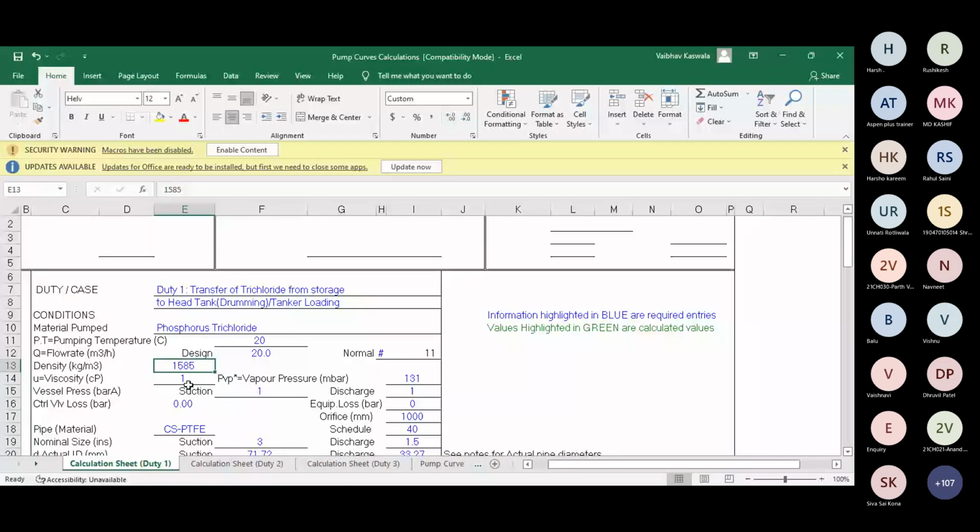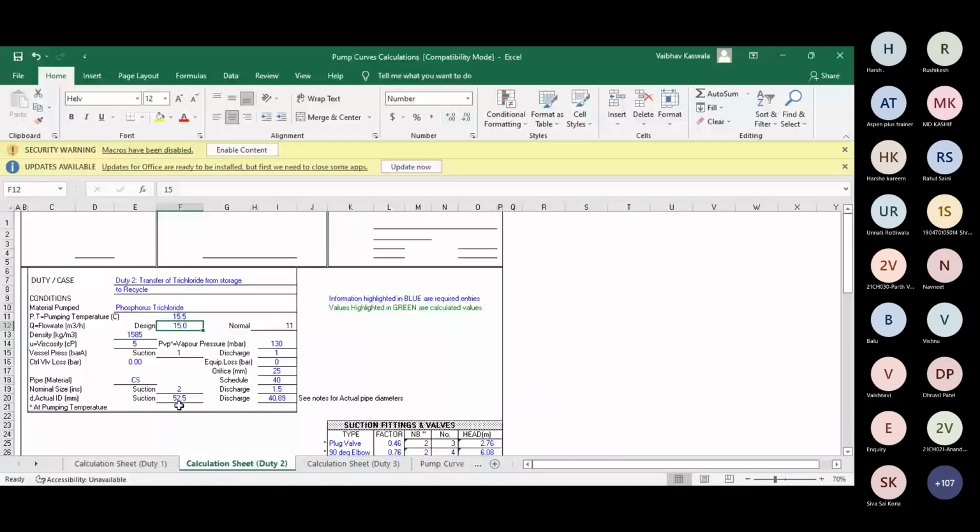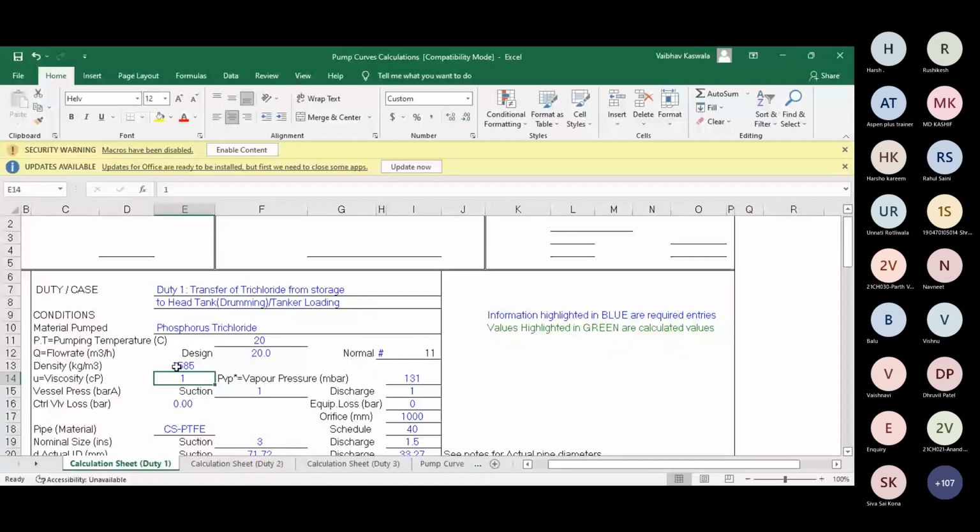Viscosity, I need to check again. Viscosity is 5 centipoise. Your vessel suction pressure is 1 bar absolute. It means it is an atmospheric vessel, open to atmosphere, because atmospheric pressure is 1 bar absolute. So 1 bar is nearly 1 atmosphere. So it is an open vessel.